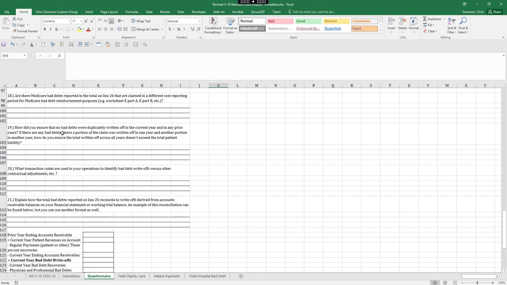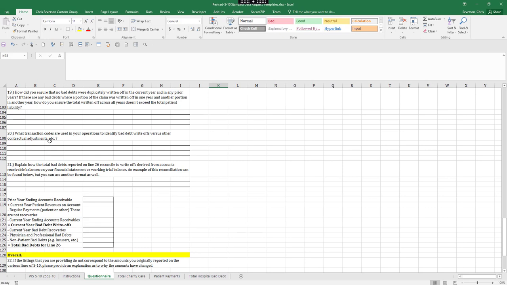Question 19, how did you ensure that no bad debts were written off in both the current year and any prior years? So again, there might be a portion of the claim that was written off in 2018 as bad debt, and then another portion in 2019. If your policy allows that, and if you have that situation, how do you ensure that the total amount written off across all years doesn't exceed the total patient liability? Because the bad debt has to be derived from patient liability. They had to have owed the amount before it can be considered a bad debt. So we just want to make sure the total bad debt amount is not being duplicated.